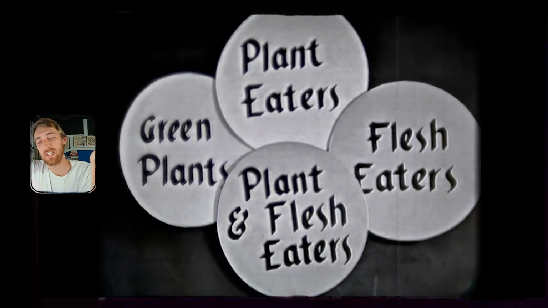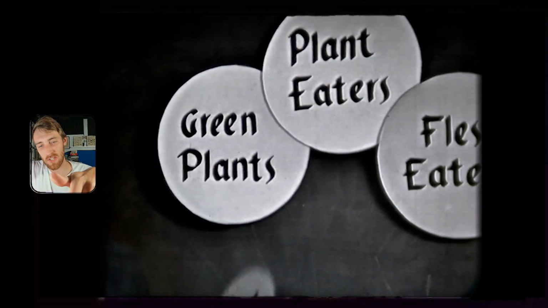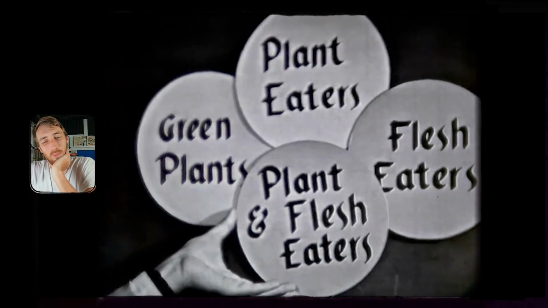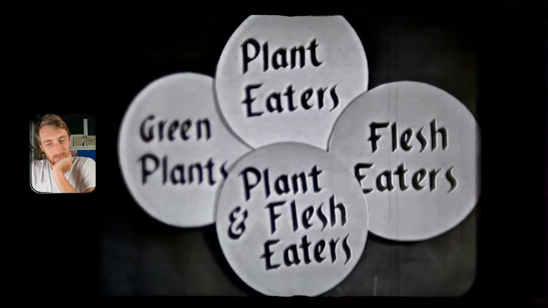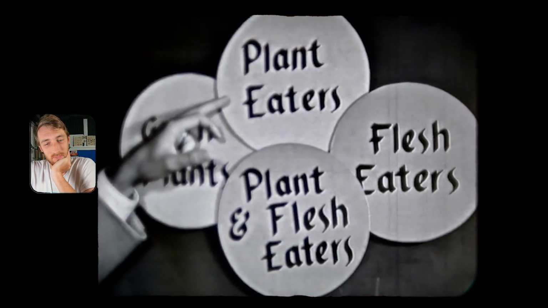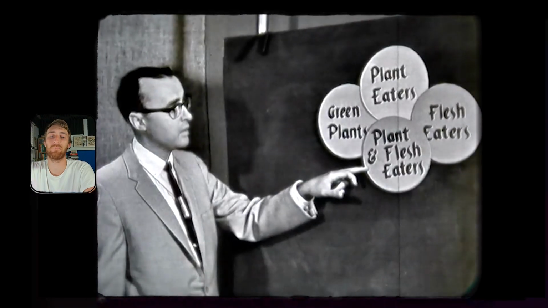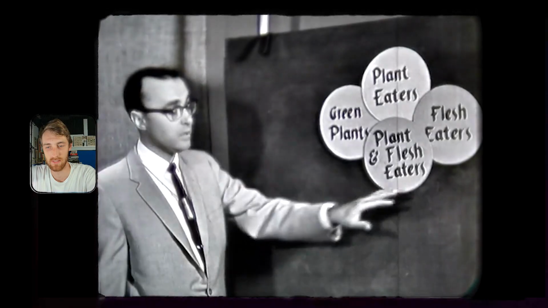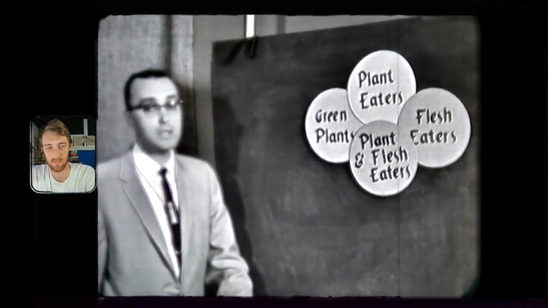And what's the organization here? Again, what's the diagram? Are plant and flesh eaters eating flesh eaters and plant eaters and plants? I don't know. What a weird way to put all these together. Now let's review quickly what we've said. We're already reviewing? Okay. Green plants are eaten by plant eaters and flesh eaters. Plant eaters would eat only green plants. And I wonder if someone could tell me which animals flesh eaters would eat.